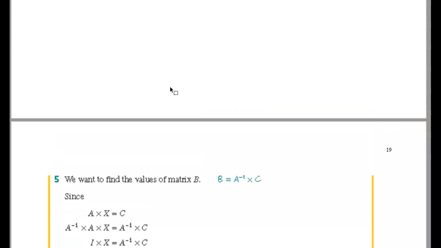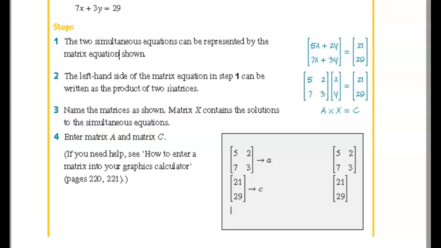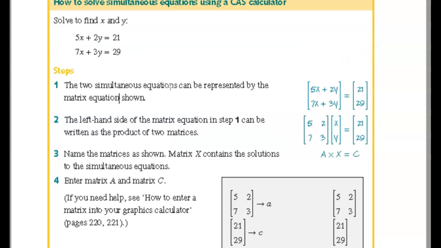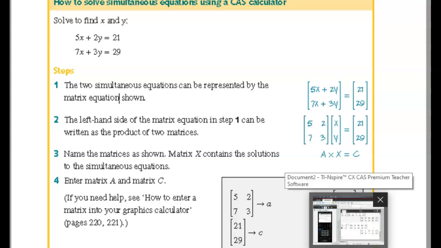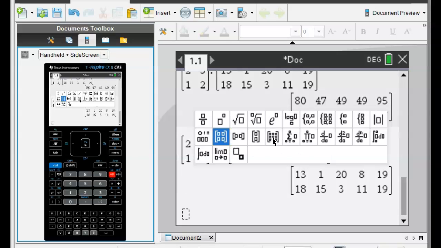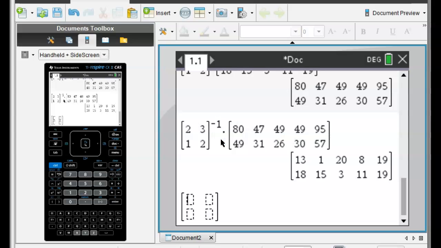Oh, this is annoying. They use the values of A, B, and C in a different order. Doesn't matter. Okay. So I'm going to do this on the calculator to show you, because I'm not a big fan of these instructions. So I'm just going to try to remember the numbers: 5, 2, 21, 7, 3, 29. Let's see how I go. Oops, let's use this one first. I think I've already forgotten.